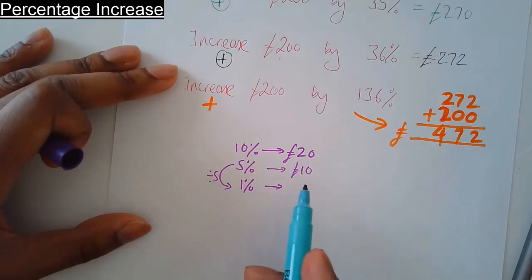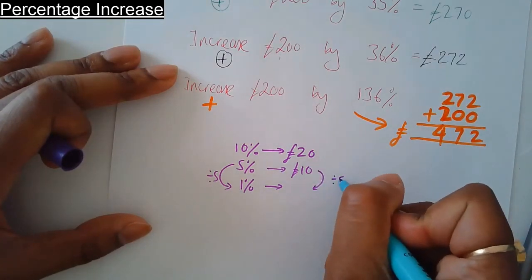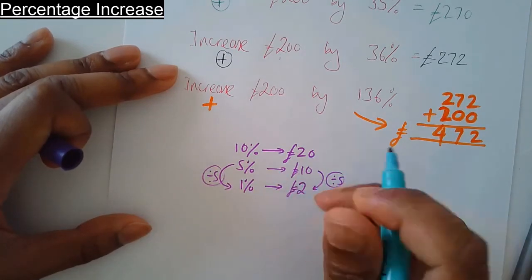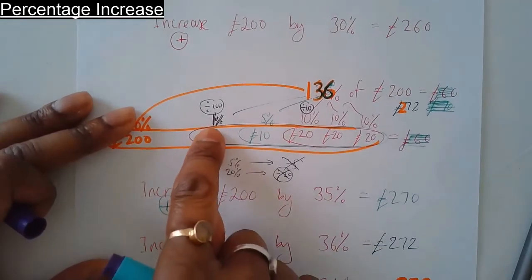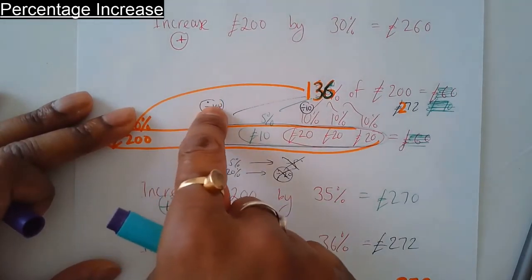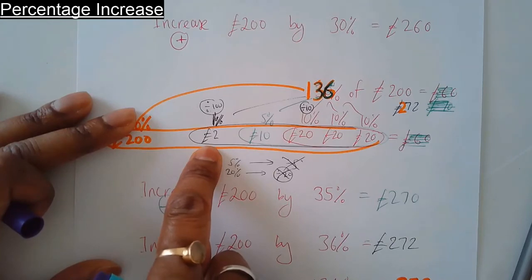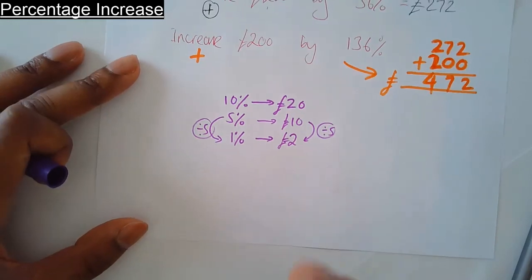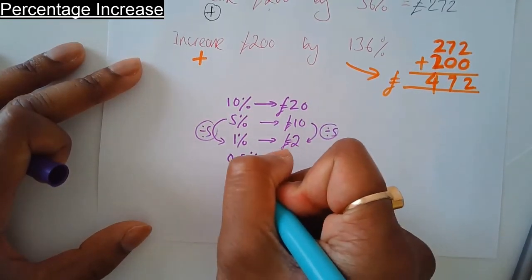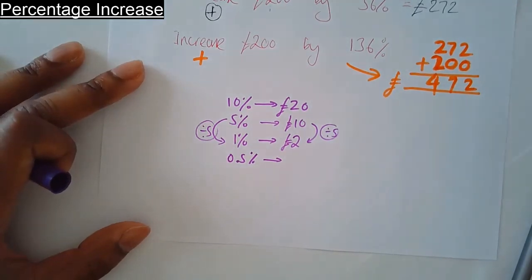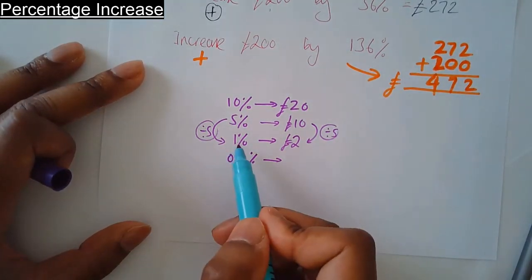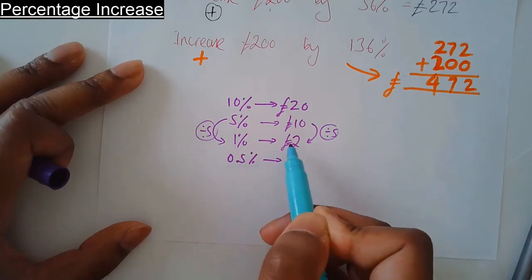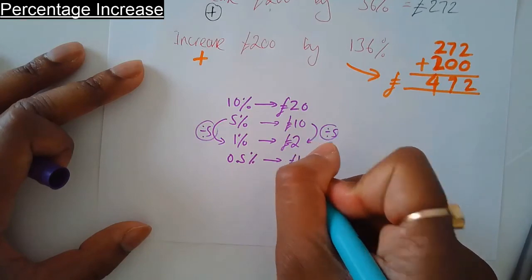What you've done on this side, do on the other side. 10 divided by 5 is 2. It's what we saw earlier on. When we found 1%, we divided by 100 to get to £2. Here we also got £2. 0.5% will be half of 1%, so half of £2 is £1.